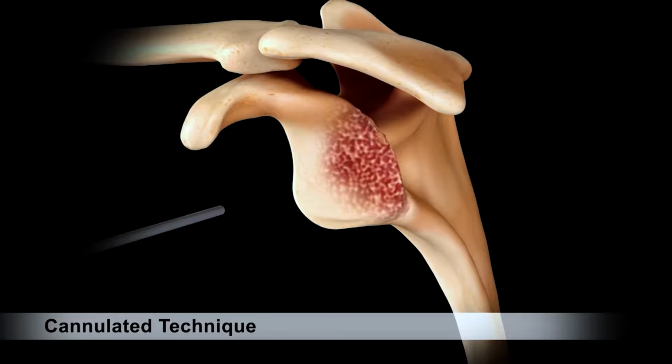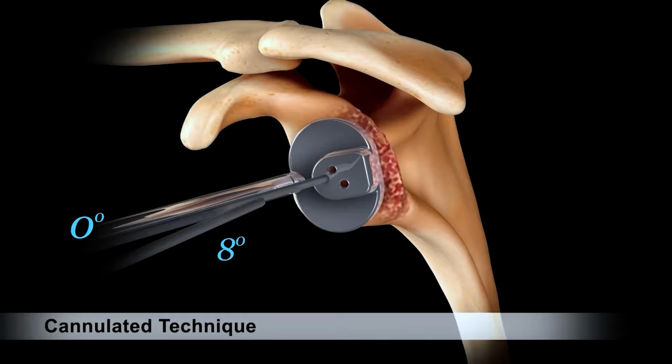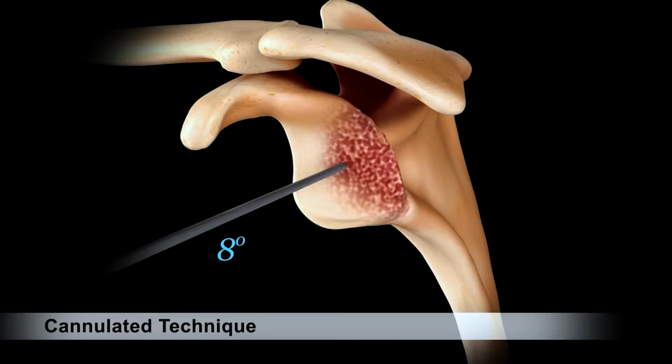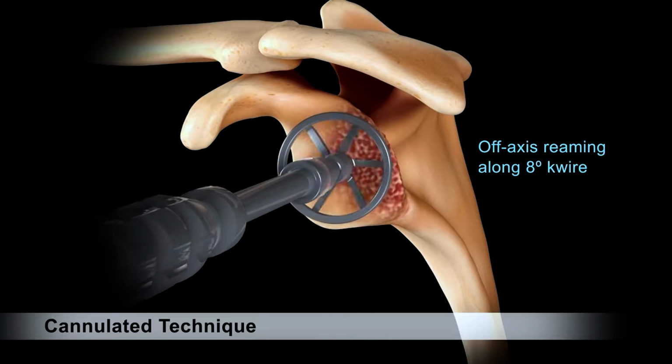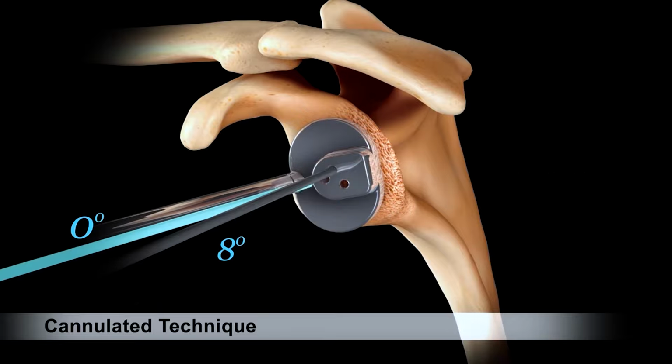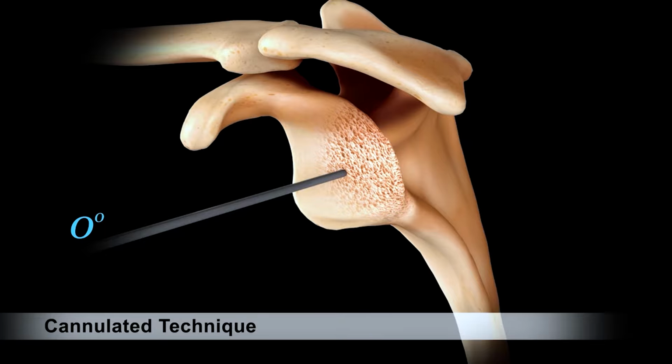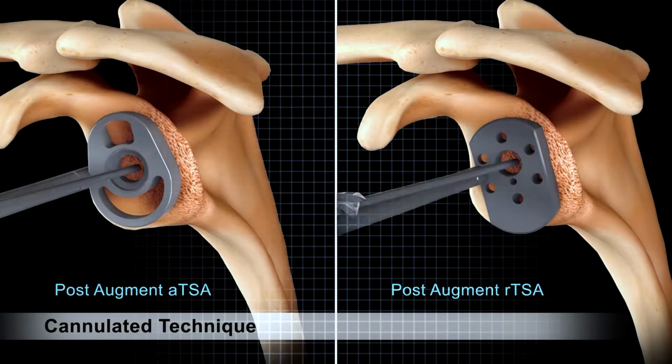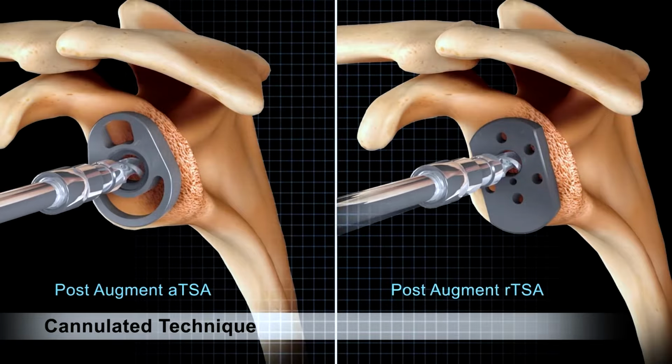Cannulated technique. Insert 0° K-wire along the native glenoid axis. Insert 8° K-wire through alignment guide. Remove 0° K-wire and guide. And ream off-axis. Reinsert the 0° K-wire and guide. Then remove 8° K-wire and guide. And drill the center hole through the drill guide.